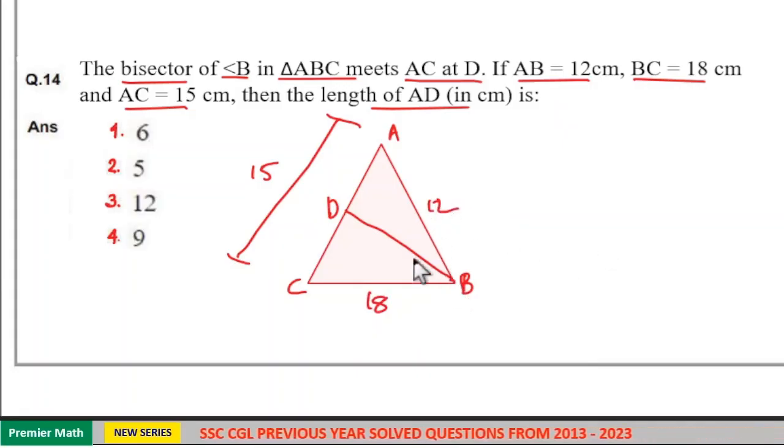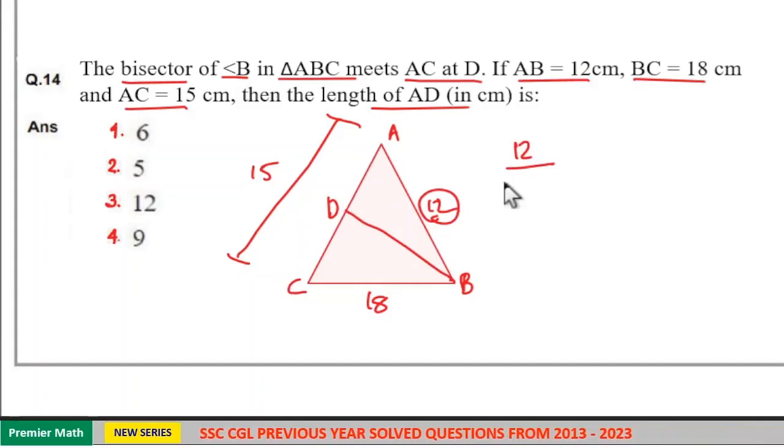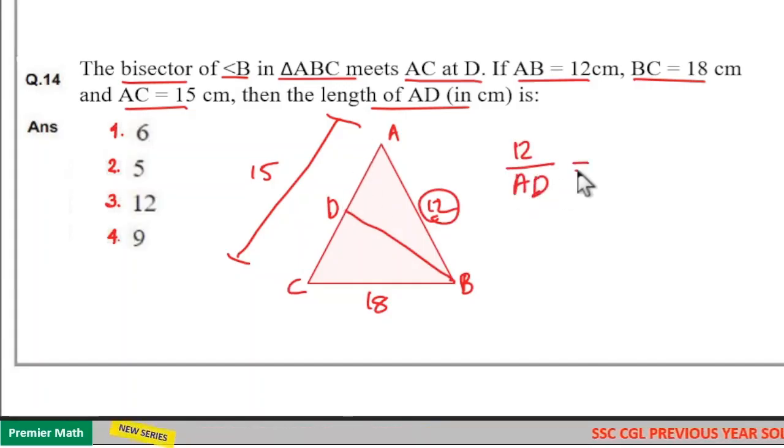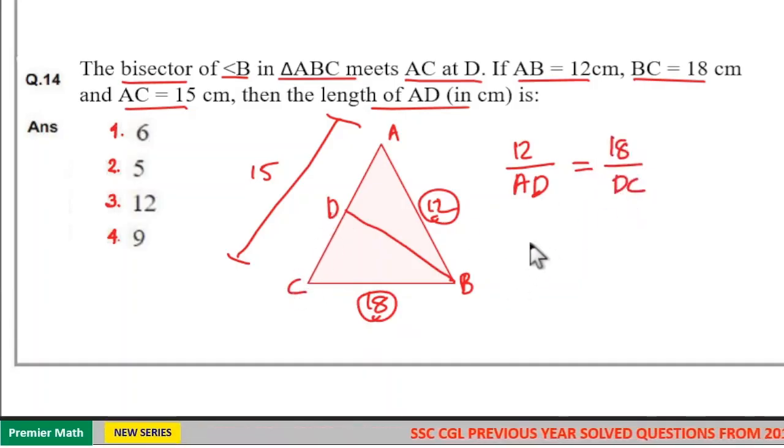Now this is a bisector. So whenever a bisector meets the base, the ratio of corresponding sides are equal. That is, 12 divided by AD is in the same ratio as 18 divided by DC. DC here is equal to 15 minus AD. I'll write DC as 15 minus AD.